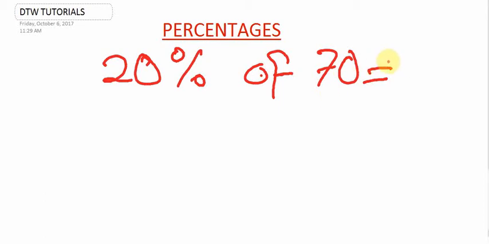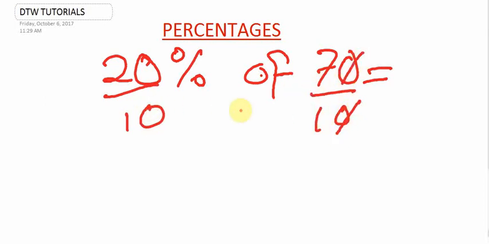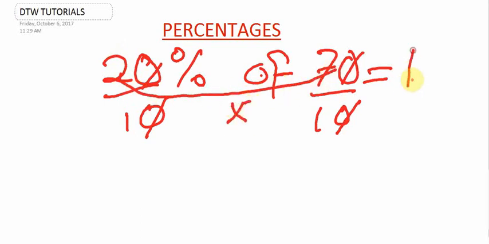If we are to do 20% of 70, the easiest way to do this, all you need to do is divide 20 by 10 and divide 70 by 10, where this would cancel out and this would also cancel out, and we're left with 2 and 7. So we'll multiply 2 and 7. What is 2 times 7? That is 14. So 20% of 70 is 14.